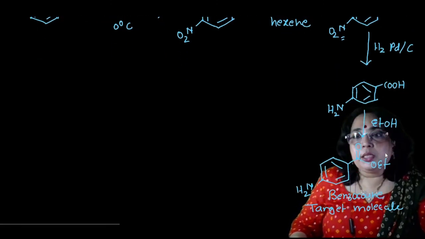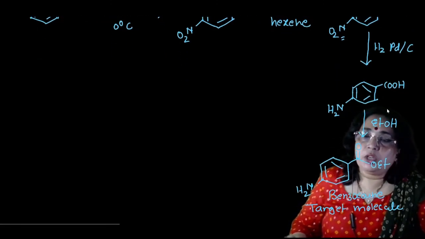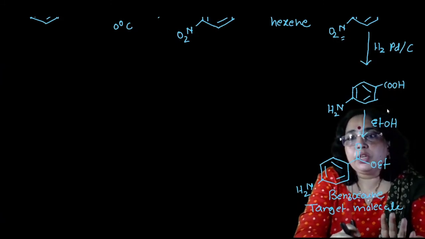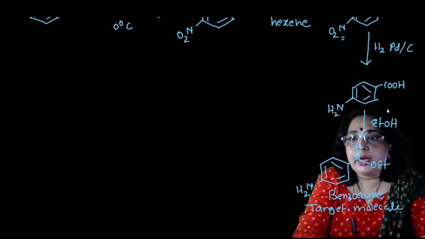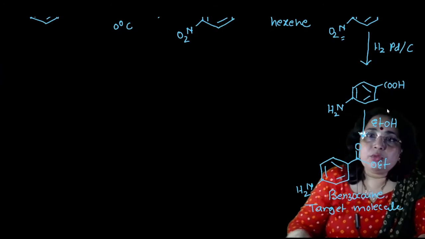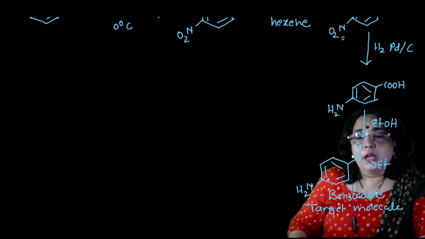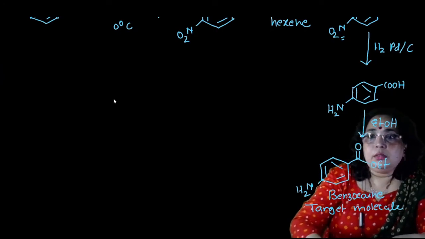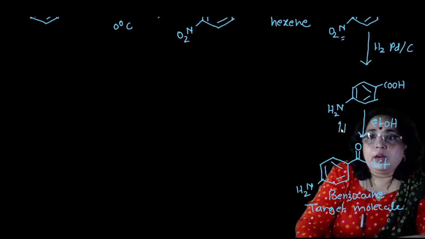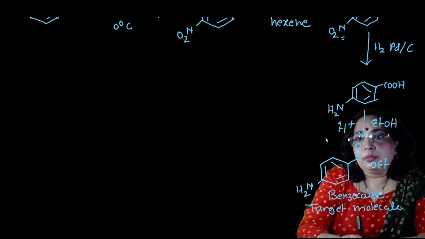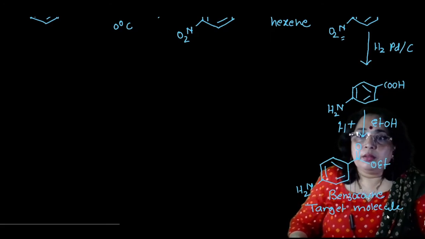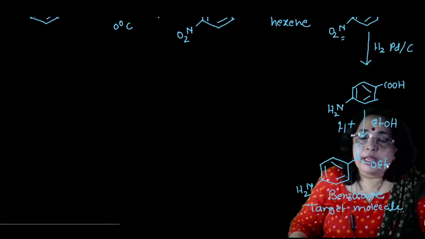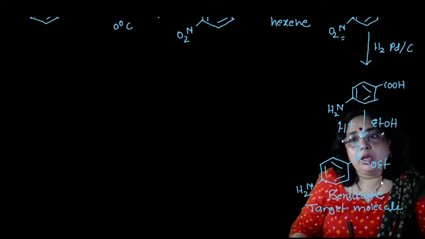Now the only part remaining is the esterification. So we know that for the esterification we have to use alcohols and acids. So we are using simple ethanol, and with the ethanol, under acid conditions, you can put an ester group over here. So this is your benzocaine, the target molecule.